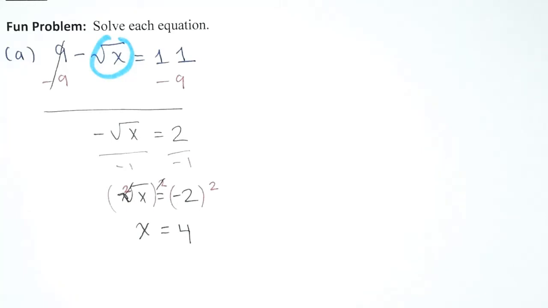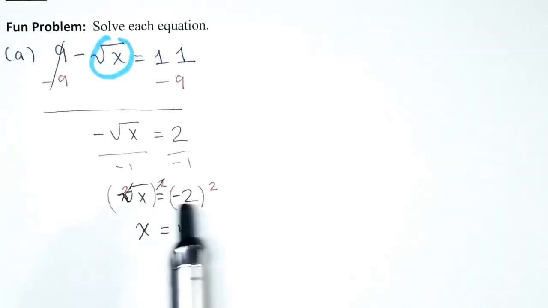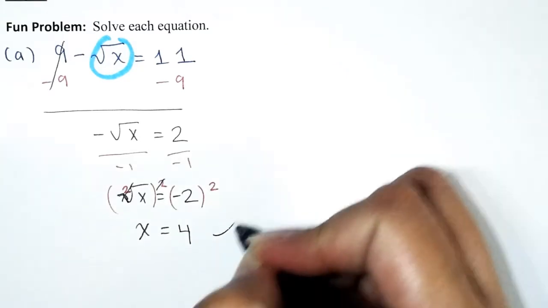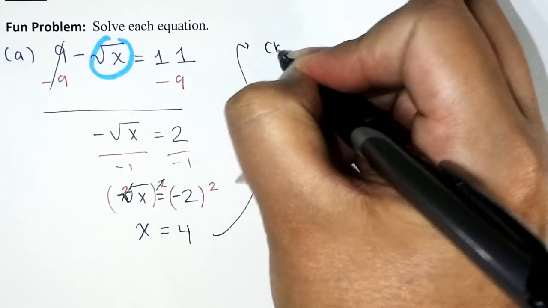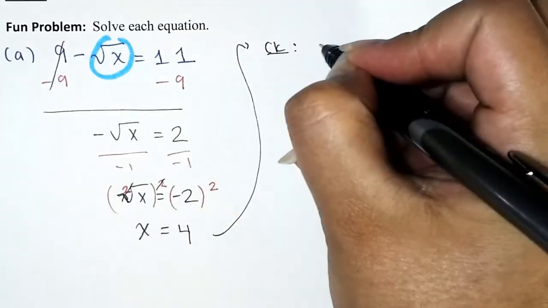Why do we have to check it? Because in squaring both sides, we have properties of equality. Adding a number to both sides doesn't change the solution of the equation, and similar for subtraction, multiplication, and division. But we don't have a power rule of equality. No. So we have to check it. I'm gonna put CK for check, and I'm gonna write down the original equation.